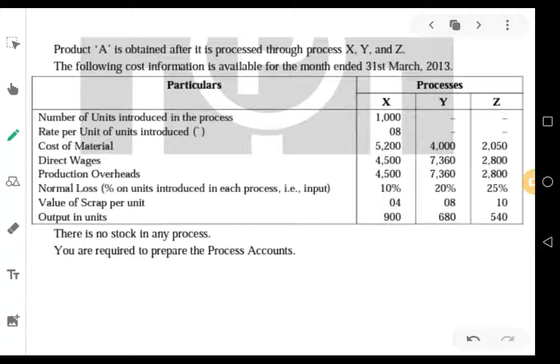Product A is obtained after it is processed through process X, Y and Z. Three processes are involved in the manufacturing of this product, namely X, Y and Z. They have given us the cost information for the month ending 31st March 2013.